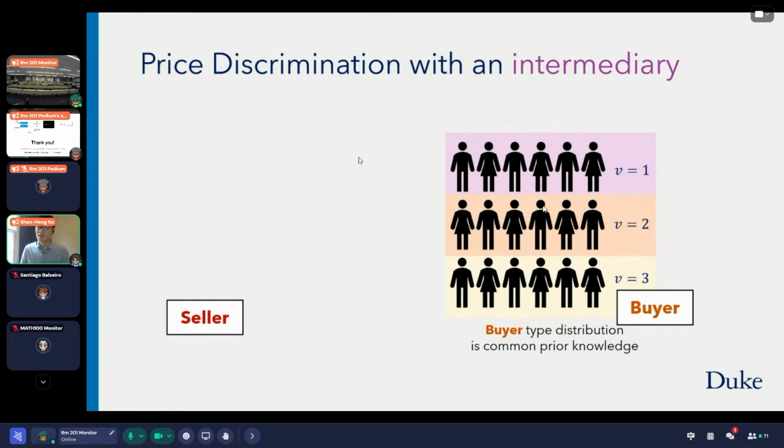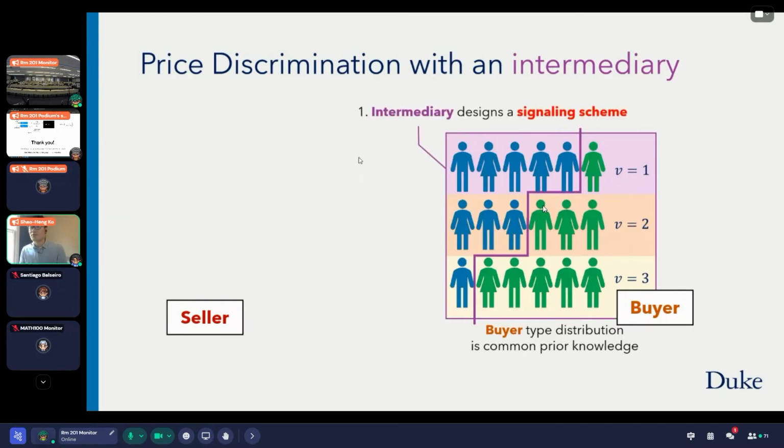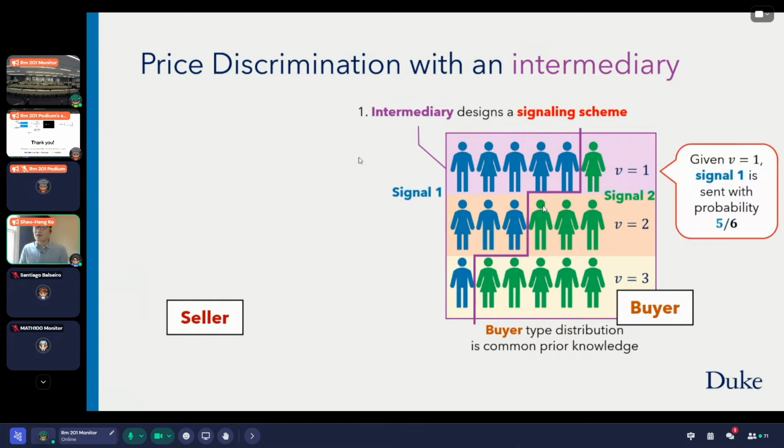Now, imagine there's an intermediary who can observe the buyer's true type. But before learning the true type, the intermediary designs a signaling scheme, which just regulates how they can send signals to the seller. So for a concrete example, this is a signaling scheme with two signals, the blue one and the green one. So this is saying that given the buyer's private value is 1, the blue signal is sent with a probability of 5/6, and the green signal is sent with probability 1/6. So same goes for the other types.